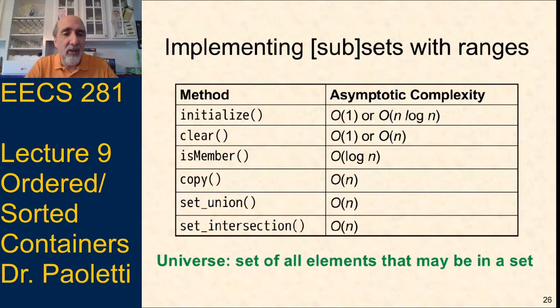Now it says clear here could be O(1) or O(n). It really depends on whether it's objects, right? If they're objects, we might have to call destructors on all of them. Like if I had a set of strings, I can't just get rid of all the strings in O(1) time. All n of the strings have to have their destructors run.